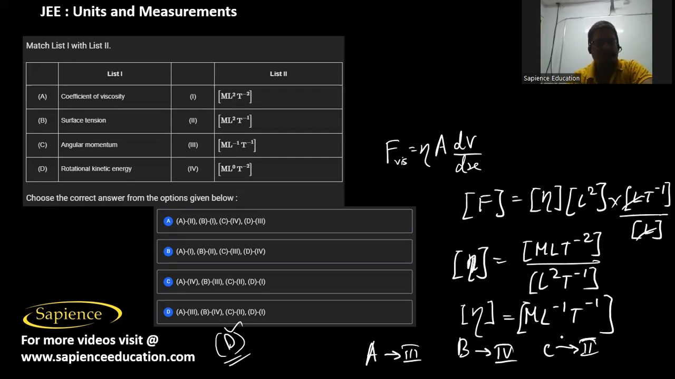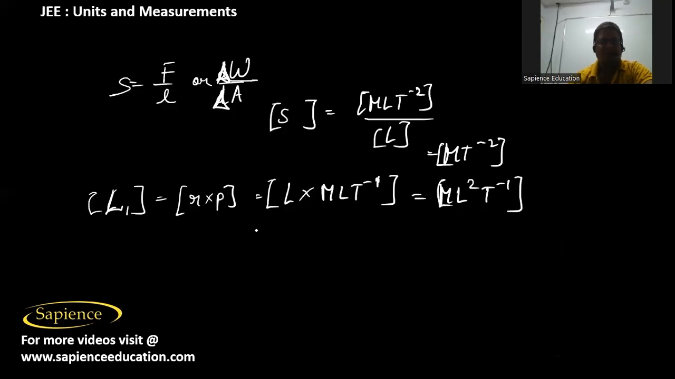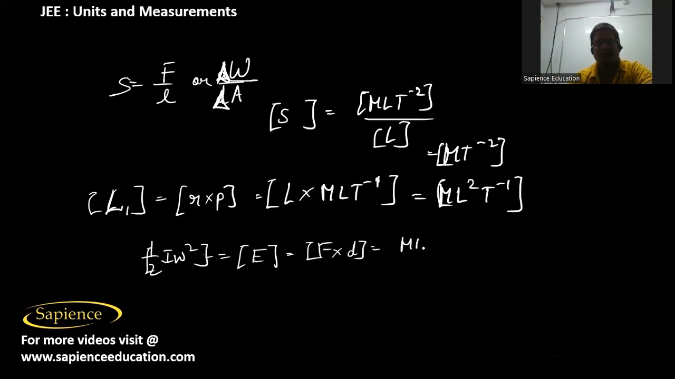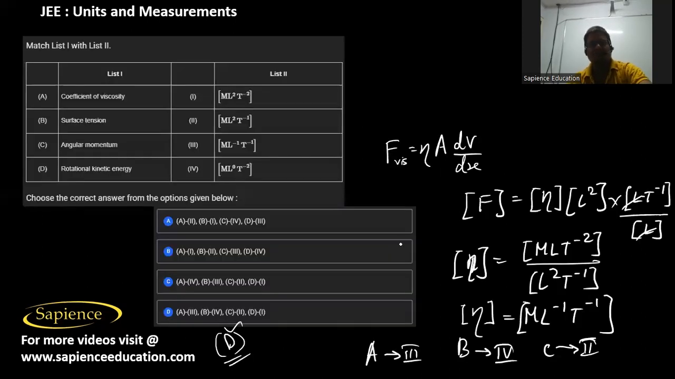D is rotational kinetic energy. Rotational kinetic energy is half I omega square, but its dimensional formula is same as that of energy only, which is force into displacement. So which is M L square T power minus 2. So D will match with 1. So obviously option D is the correct answer.